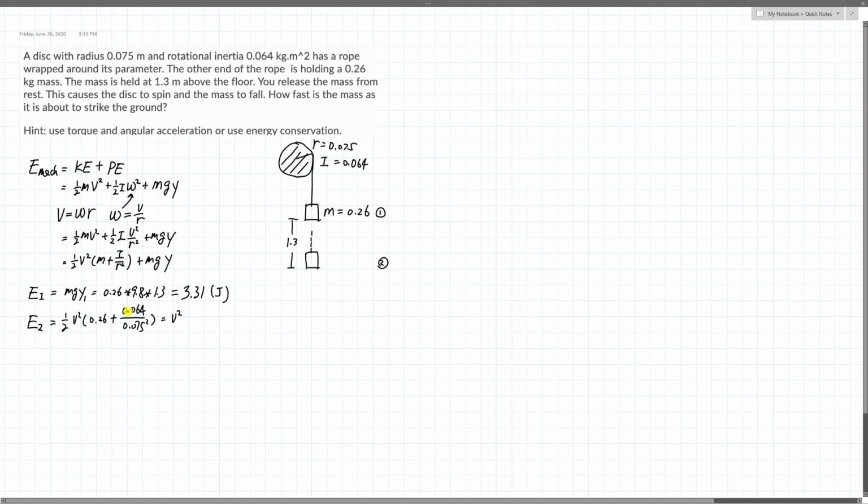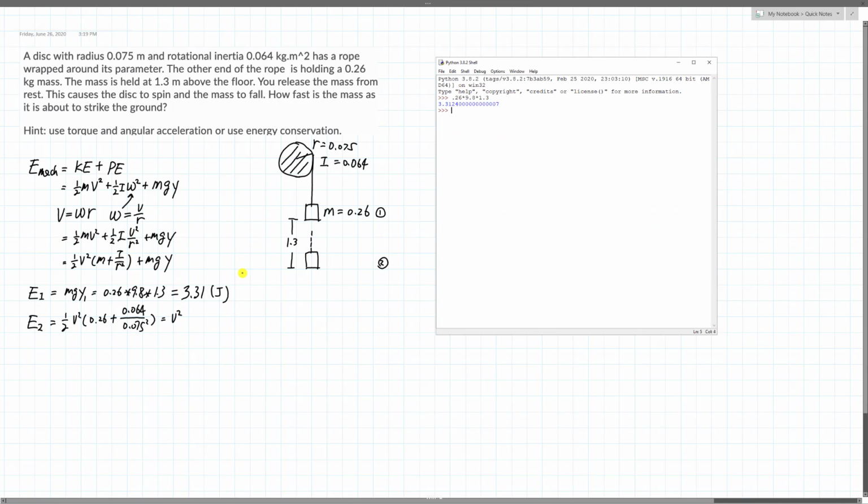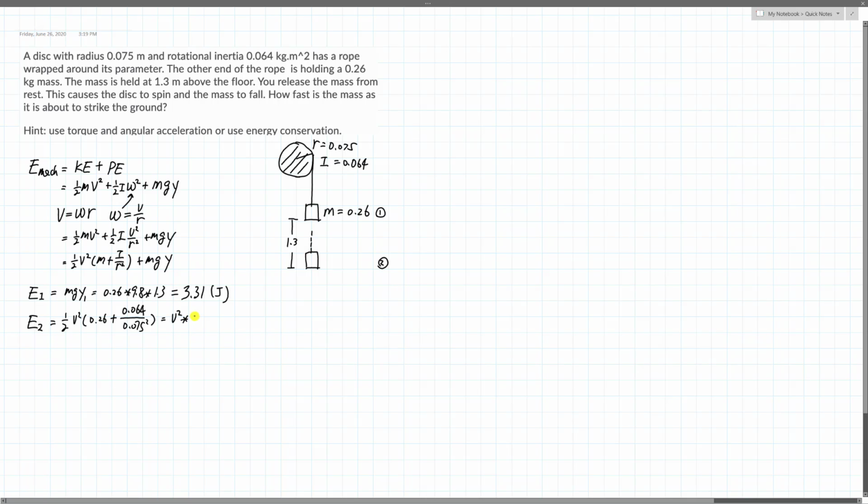There's a 1/2. There's all these. So let's calculate them in Python. So we'll do 0.26 plus 0.064 divided by 0.075 squared. Okay, so 11.63. And then we can multiply by 1/2. So we have 5.82 as a factor. So v squared times 5.82. And now we can equate the two energies.